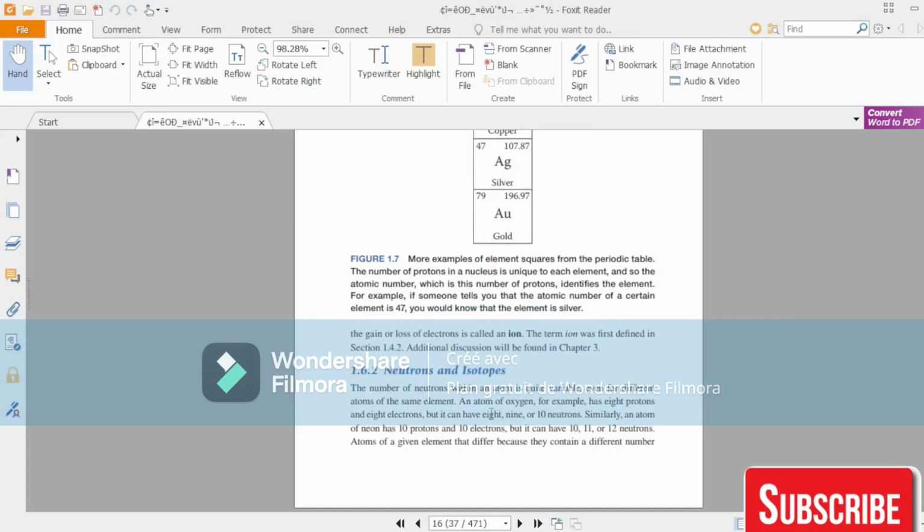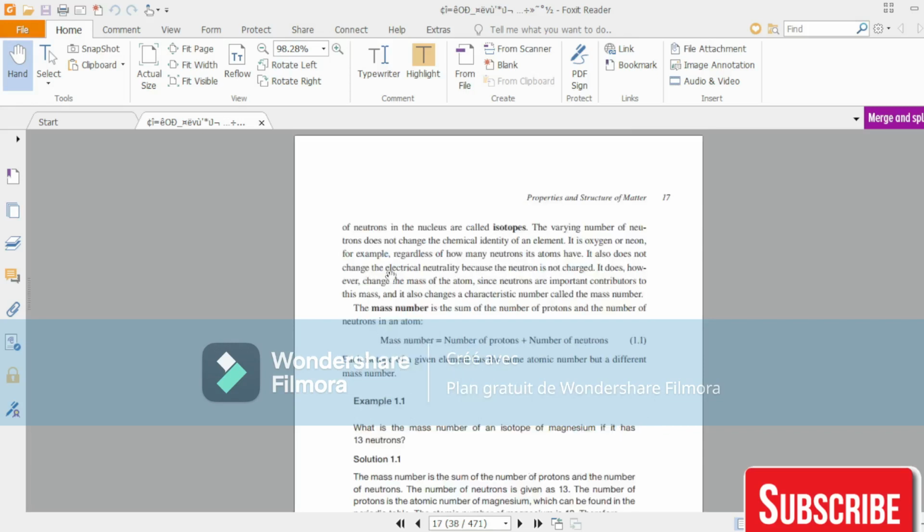Neutrons and isotopes: the number of neutrons within an atom is quite variable, even for different atoms of the same element. An atom of oxygen, for example, has 8 protons and 8 electrons, but it can have 8, 9, or 10 neutrons. Similarly, an atom of neon has 10 protons and 10 electrons, but it can have 10, 11, or 12 neutrons. Atoms of a given element that differ because they contain a different number of neutrons in the nucleus are called isotopes.